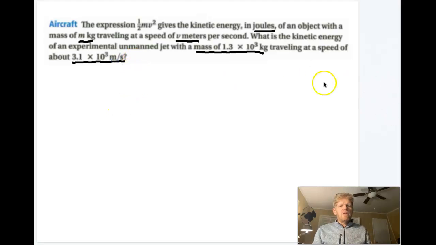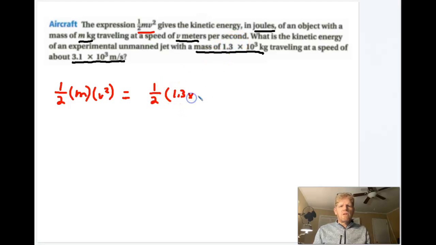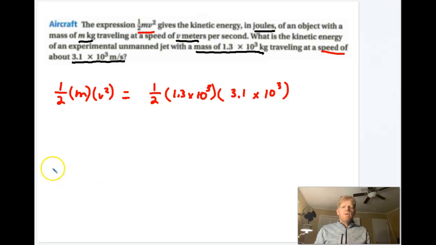So let's pull out our formula that it gave us right here. So that's important. 1/2 times the mass times the velocity squared. And what do we have for our different values there? So what do we have for mass? That's 1.3 times 10 to the 3rd. And that's going to be times the velocity, which here's our speed, our velocity, which is 3.1 times 10 to the 3rd. All right, so that's our formula, right? We got to square this.